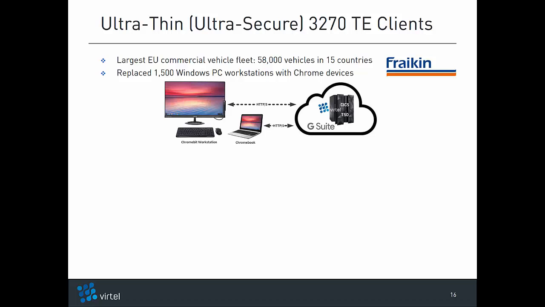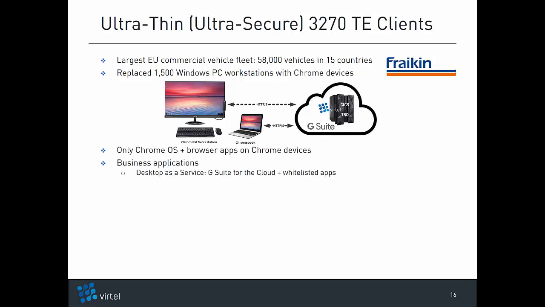This is what Fraikin's new 3270 client workstations look like. The traveling staff got Chromebooks. The office staff got Chromebit dongles that they connected to their monitor, keyboard, and mouse. Chromebit dongles are about the size of a candy bar, and they retail for just $85 in the US. Quite a bargain. Either device connects to the internet via Wi-Fi. Only Chrome OS, web browser, and whitelisted applications can be installed on those devices.